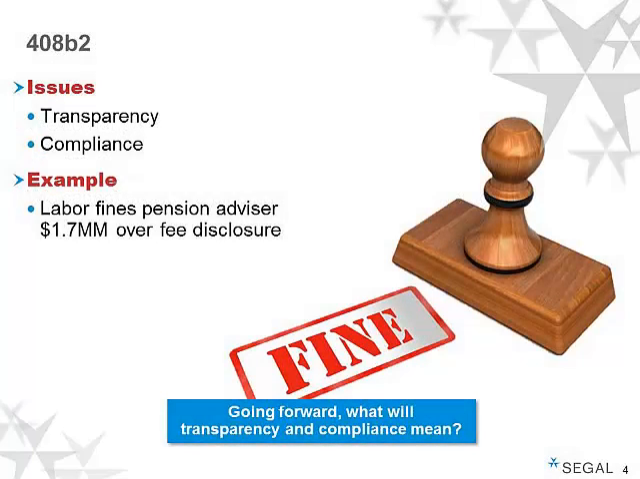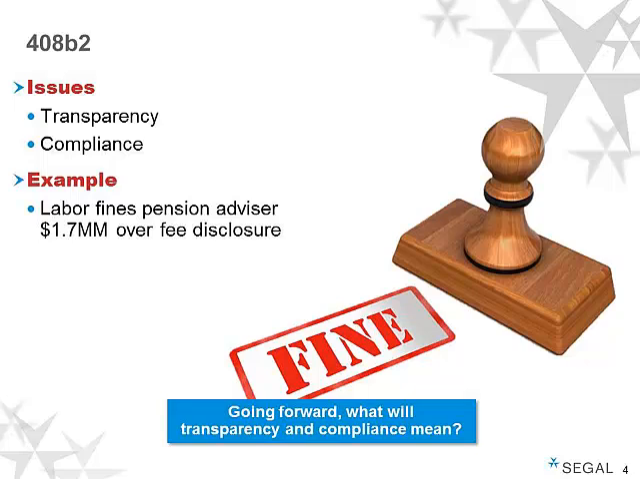I decided to start with 408b-2, the new federal regulation. We all went through the hassles of trying to make sure that the proper documents were filed with all of our clients on a timely basis. But when I looked at it, what I kept on seeing was the issue of transparency and compliance. More and more we're seeing the regulatory authorities demanding greater and greater transparency, and we're seeing more and more regulations that have been issued or are being proposed for issuance that demand greater transparency.